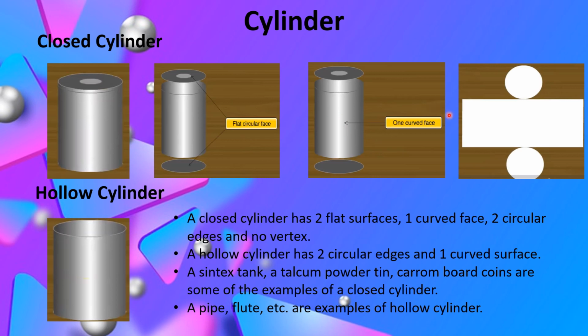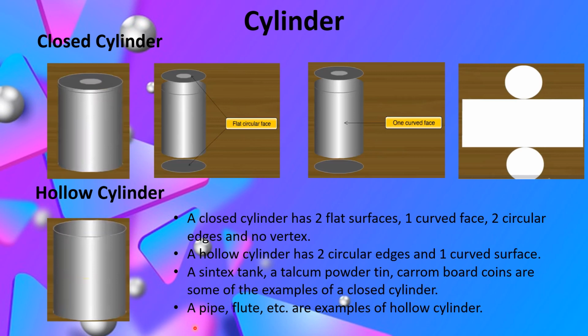Now how to draw a closed cylinder using a net form? See, I have shown here. When you draw the hollow cylinder, just take this upper portion, use this rectangle and the bottom circle, and you can draw the hollow cylinder. Fine. Now let's see the difference. A closed cylinder has two flat circular surfaces, or two flat surfaces we can say, one curved surface and two circular edges. It does not have any vertex because there are no sides as such to join and form an angle. But a hollow cylinder has two circular edges and one curved surface.